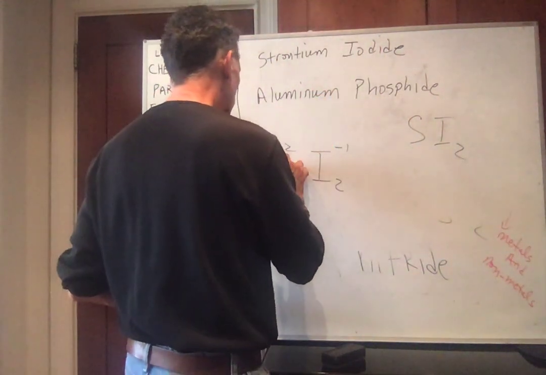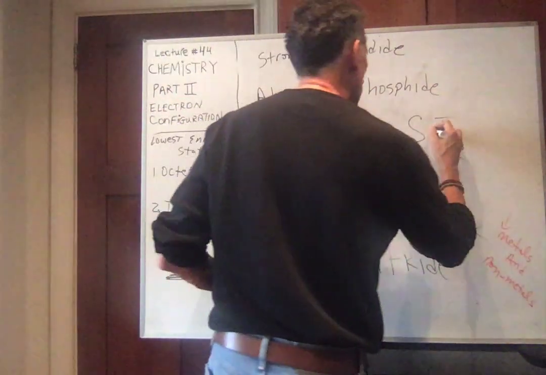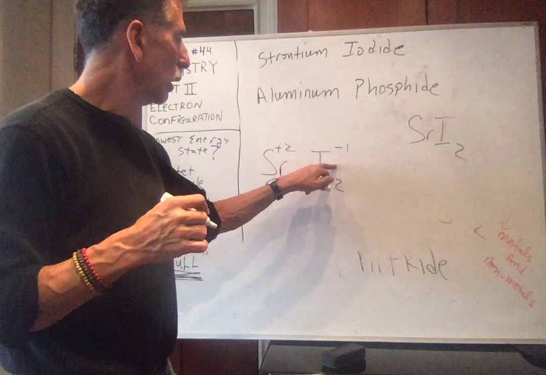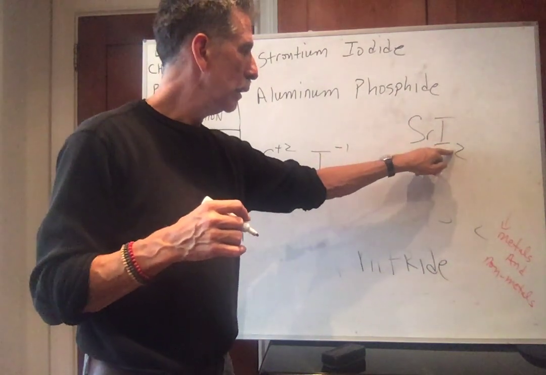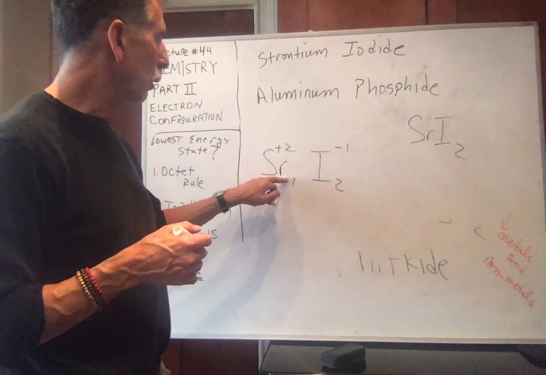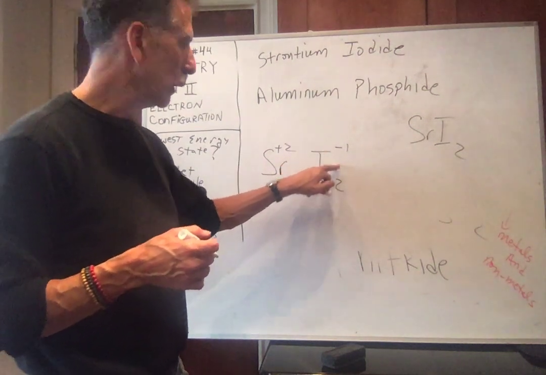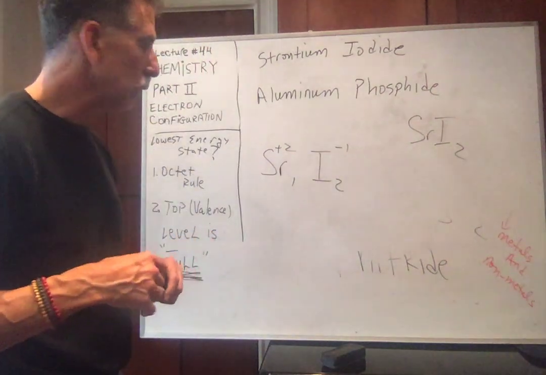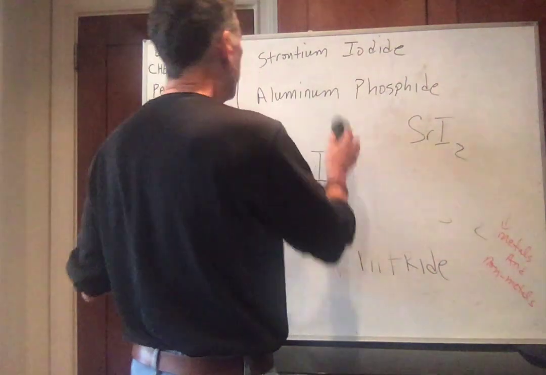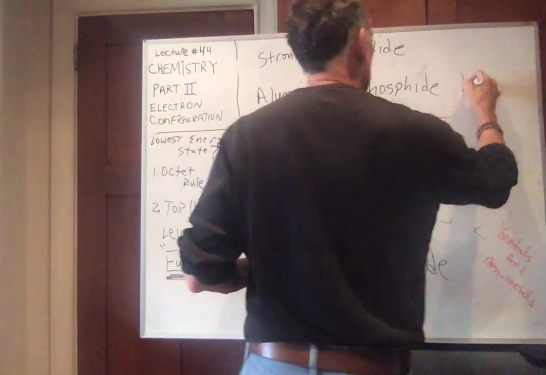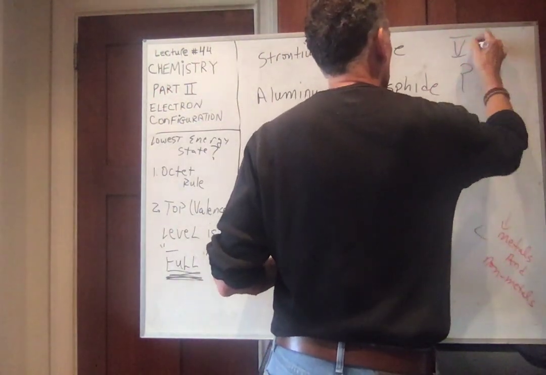Strontium, Sr. Sorry, I put sulfur. Strontium iodide gives 2 electrons, needs 1 electron, so we need 2 of those. So strontium iodide, SrI2. Okay, and then finally aluminum phosphide. Phosphorus, P, is in group 5A.